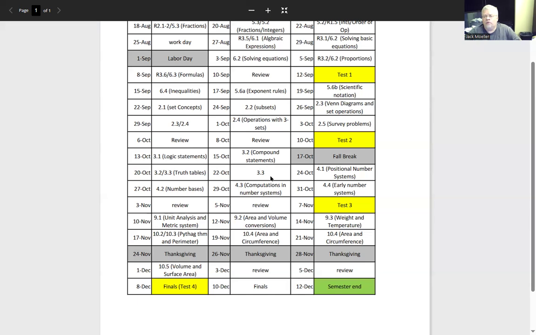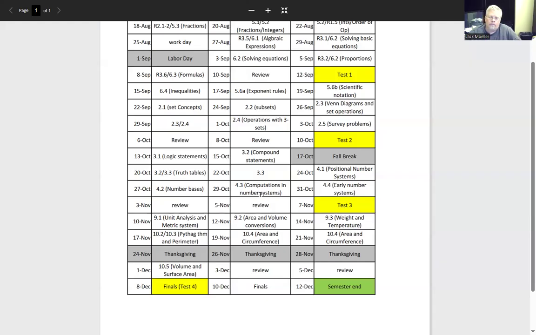And then after Chapter 3, we get into Chapter 4. Positional number systems is just a fancy way of saying our decimal number system. Sections 4.1 and 4.4 are the history aspect of that chapter. And 4.2, number bases, is just converting from binary to base 10 or base 5 or base 8.